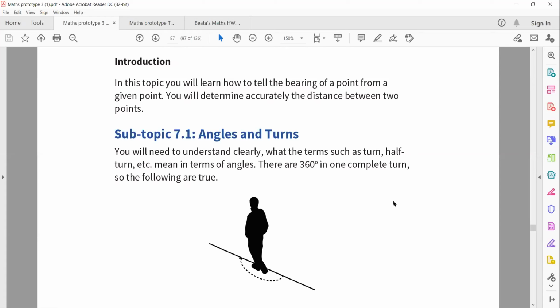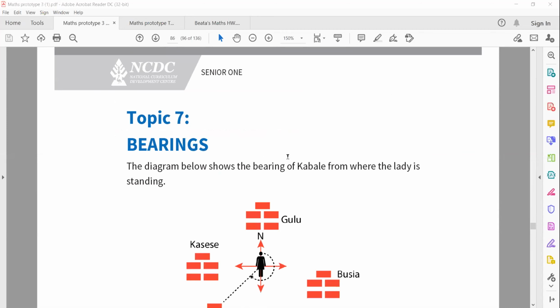Good morning once again. Morning. Yeah, I want to welcome you to today's lesson. We seem to have ended the topic of series and the sequence and patterns. So today we are going to start on topic 7, which is on bearing, and bearing is not a new term as far as I know. So it's a short topic and I expect us to finish it by next week on Tuesday.